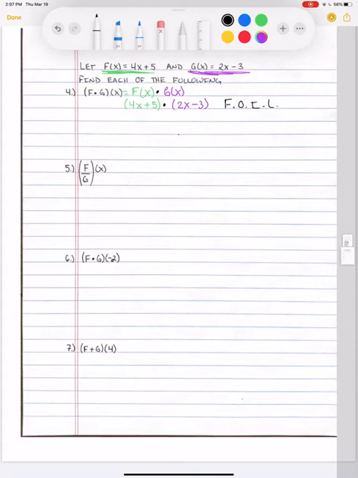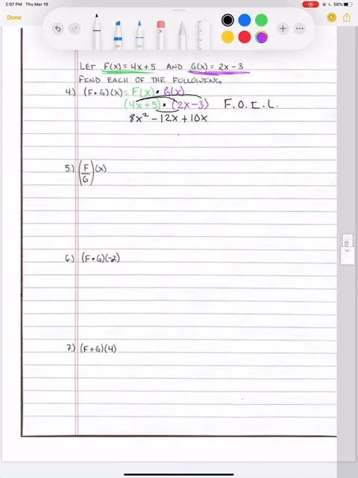Okay, FOIL stands for first, outer, inner, last. So first times first, 2x times 4x, that's going to be 8x squared. Outer is going to be 4x times negative 3. It's going to be negative 12x. Inner is 5 times 2x. It's going to be 10x.